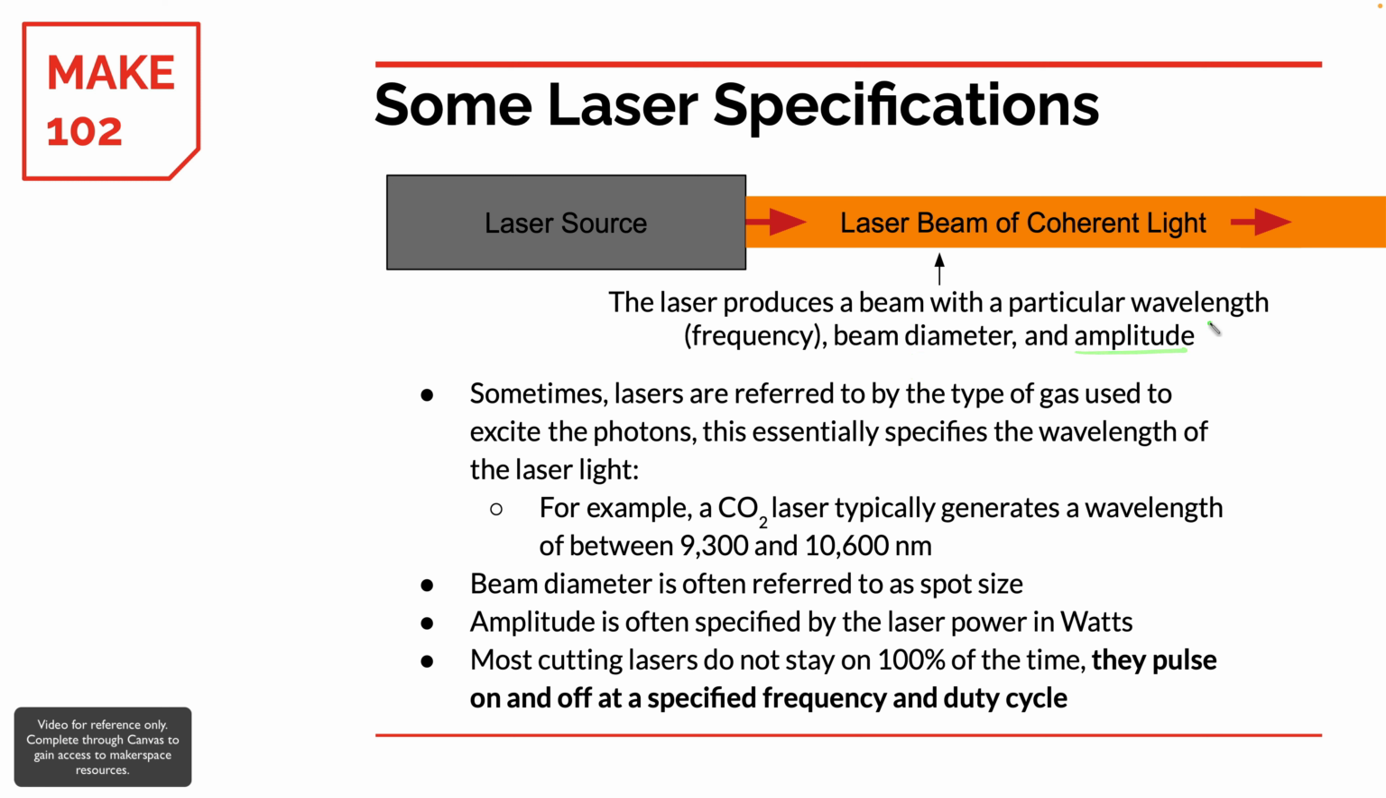One thing that is pretty typical of industrial lasers is that most of the time they do not stay on 100% of the time. Some lasers are not even capable of staying on 100% of the time. So they pulse. We turn the laser on and we turn the laser off very quickly, which for certain kinds of applications doesn't affect the way that the application or laser cuts, although sometimes it does. So we sometimes will see a frequency and duty cycle of pulsing for the laser.